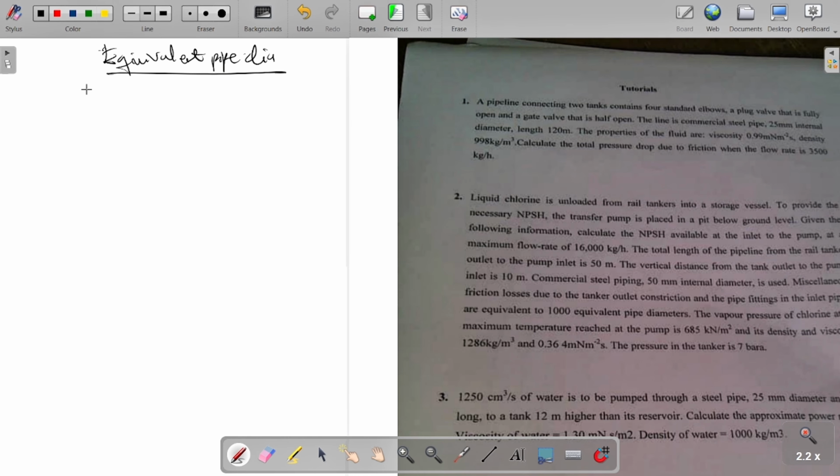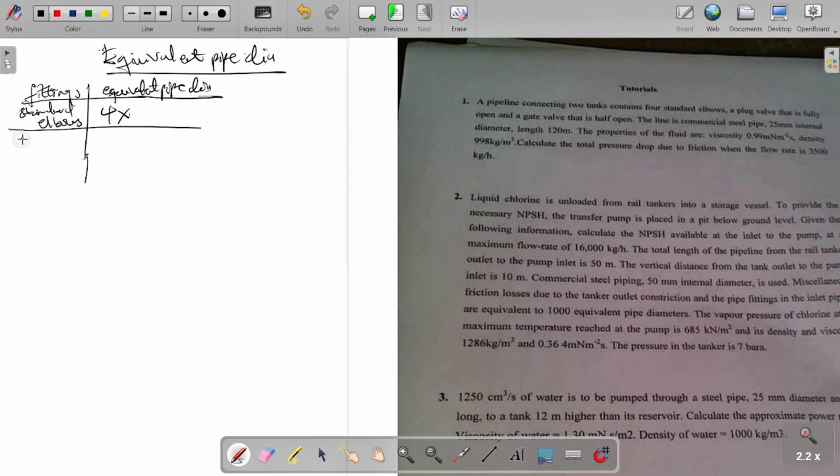So what you do is draw your table. In the table, we will have the fittings or the valves, then the equivalent pipe diameters over here. The fittings that we have are standard elbows. We have 4 of them. So 4 times a certain number.